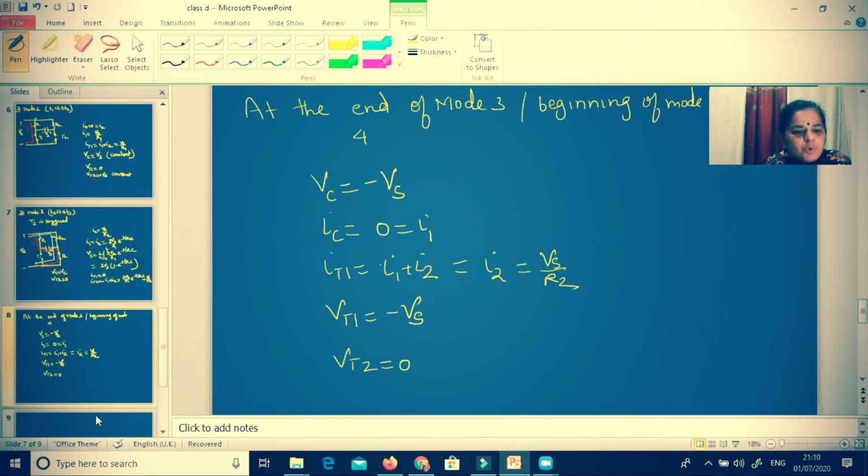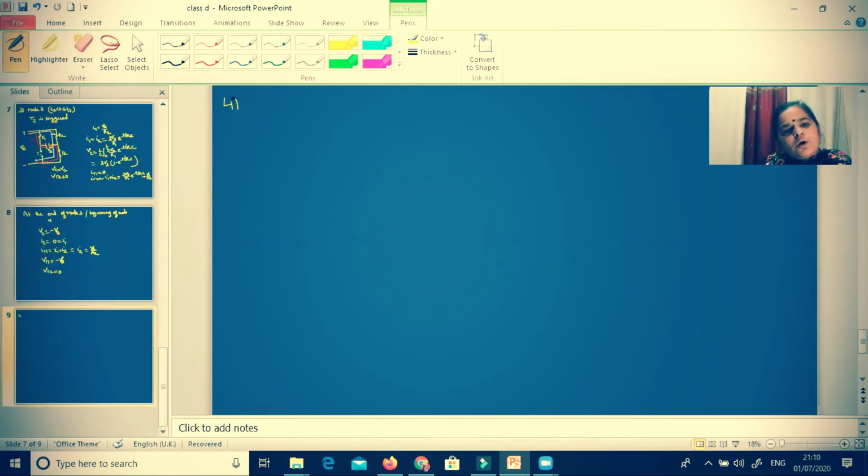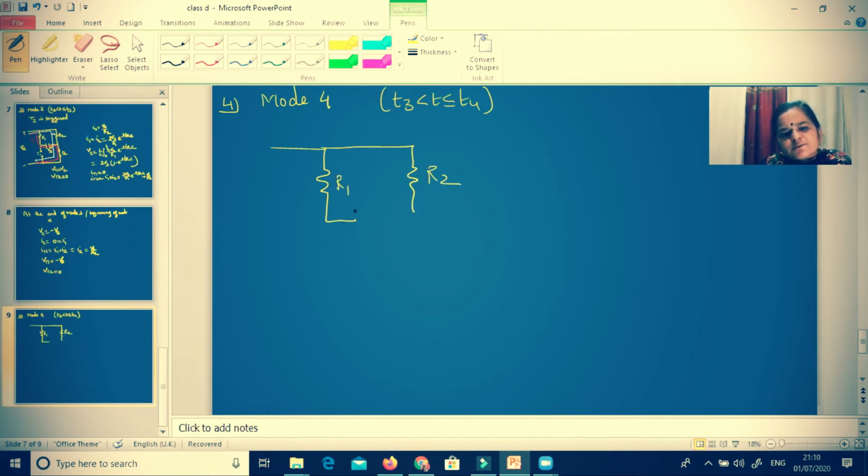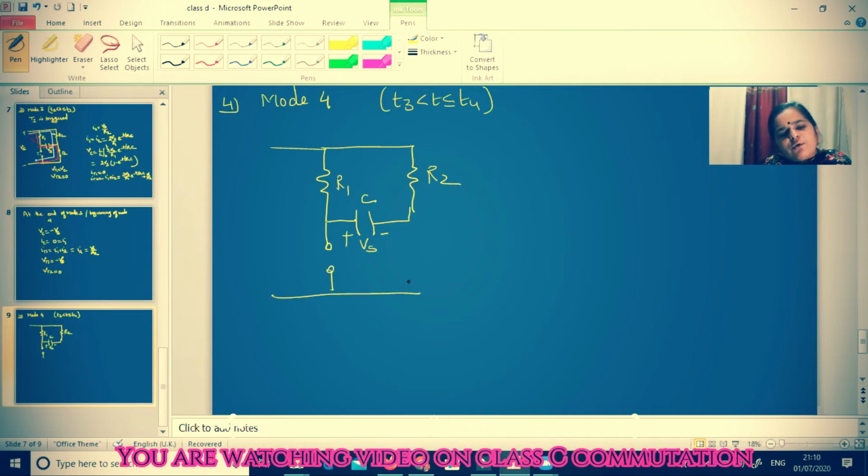Now the next mode, that is mode 4. Mode 4 exists between T3 and T4. Now at the end of mode 3, what is the situation? The capacitor is charged to minus Vs voltage, meaning now the left plate is positive and the right plate is negative. This is Vs and this is the capacitor. T1 is still off and T2 is on.